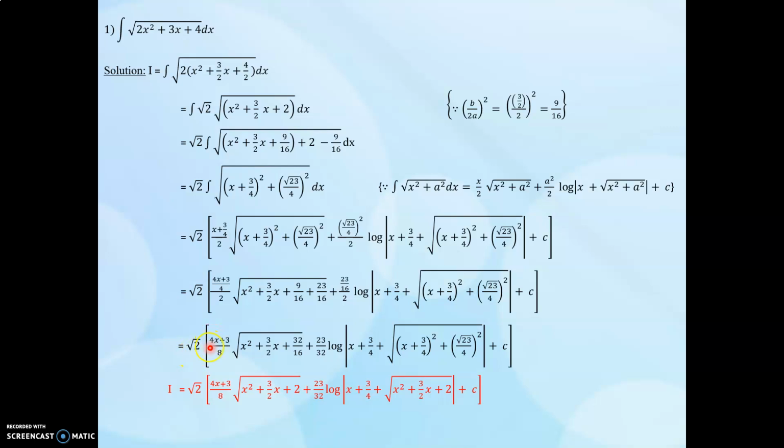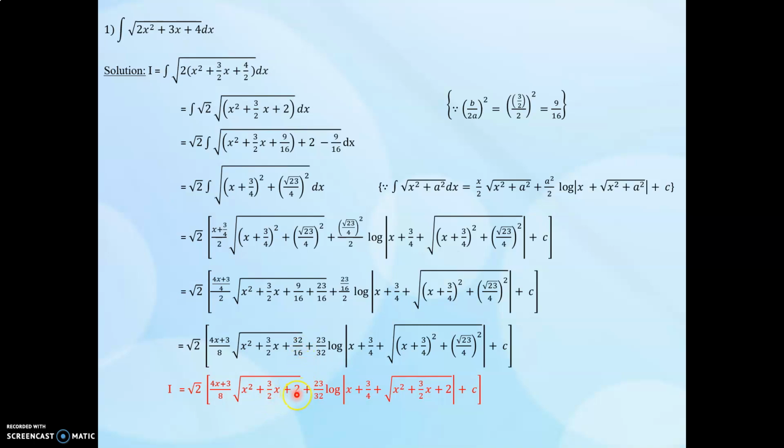Now this is root 2 into 4x plus 3 upon 2, 4 2s are 8, root of x square plus 3 upon 2x plus 32 upon 16 plus 23 upon 32 log mod x plus 3 upon 4 plus root of this full term plus c. That's equal to I is equal to root 2 into 4x plus 3 upon 8 root of x square plus 3 upon 2x plus 16 2s are 32.